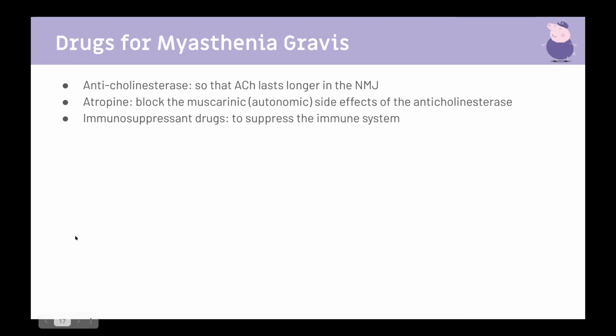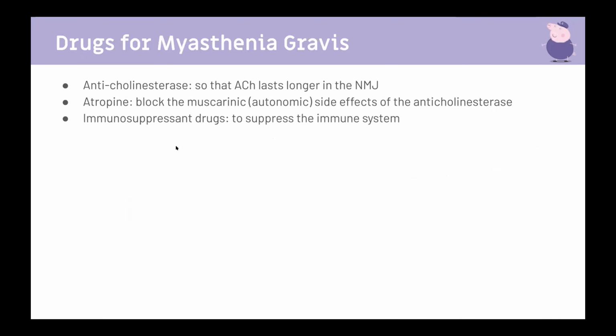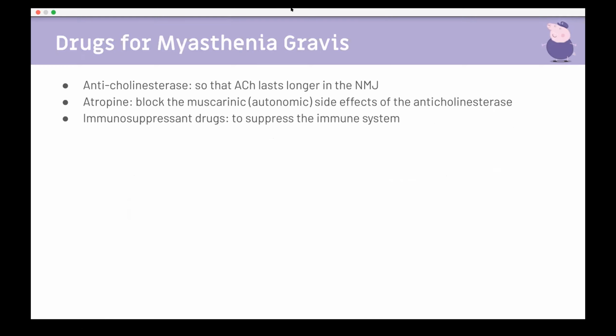Then if we think about the drugs that we can give for MG, you can give an anticholinesterase, which if you remember is pyridostigmine. The reason I would give an anticholinesterase is that if we want to lengthen the time that ACh has in the nerve terminal, we would give an anticholinesterase so that it slows the breakdown of ACh. Hence, it lasts longer in the NMJ and has more time to interact with the nicotinic receptors that are there. That way you have a better chance of activating more nicotinic receptors.